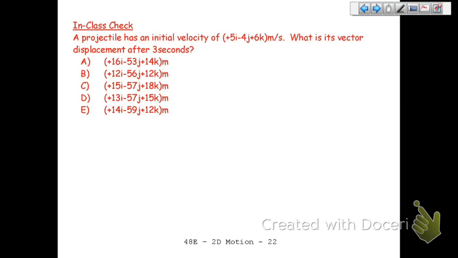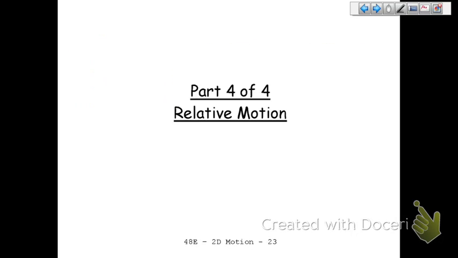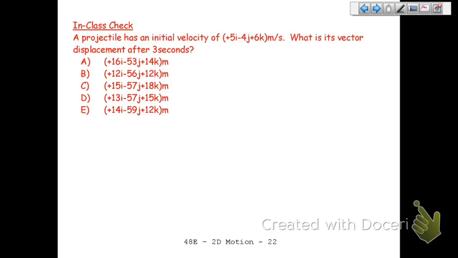And this next one, a projectile has an initial velocity of that. What is the vector displacement after 3 seconds? Oh, yeah, projectile. So I just did that. Is that the end of it? Yeah. So did I do this one last time? Did I do it? Yes. Okay, so look back at the old tape then. Okay.